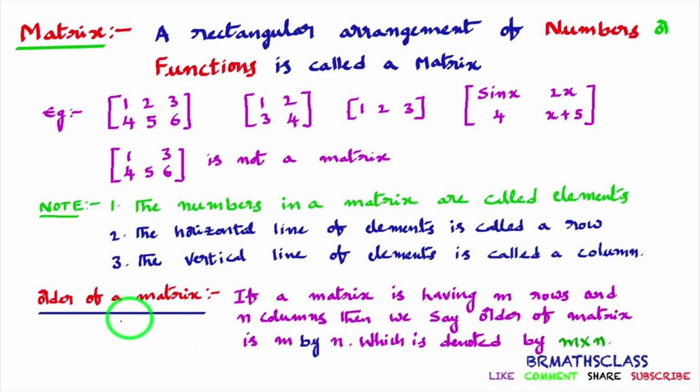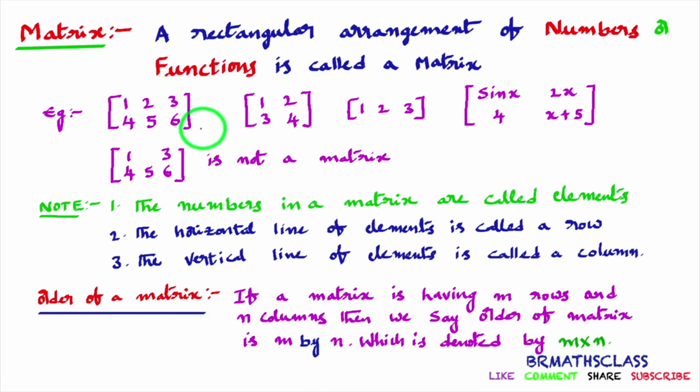Okay. Now we will try to understand what the order of a matrix is. If a matrix has m rows and n columns, we just learned what is a row and what is a column, then we say the order of the matrix is m by n, which is denoted by m by n. Here some people read it as m into n. That is wrong. It is not m into n, it is read as m by n.